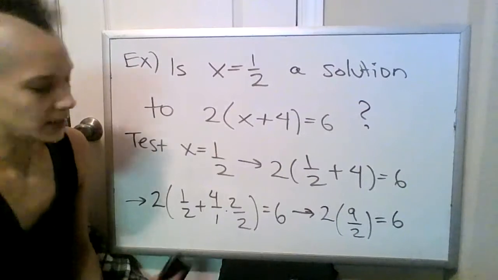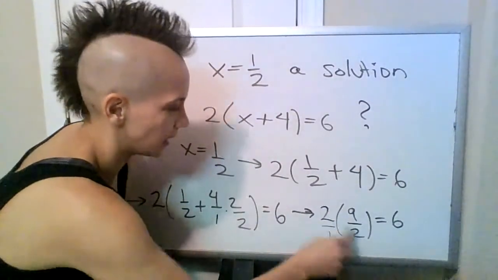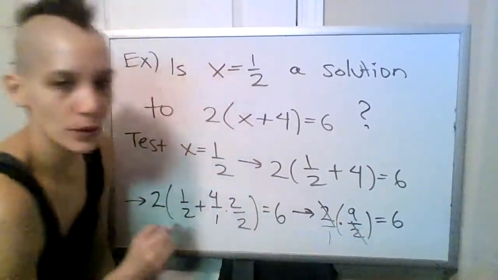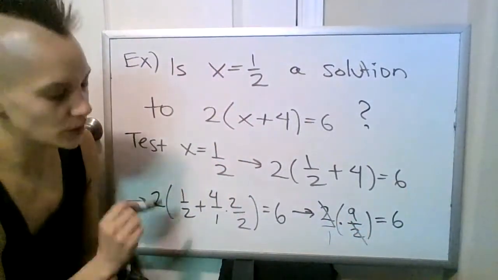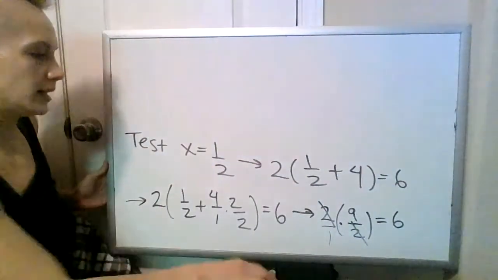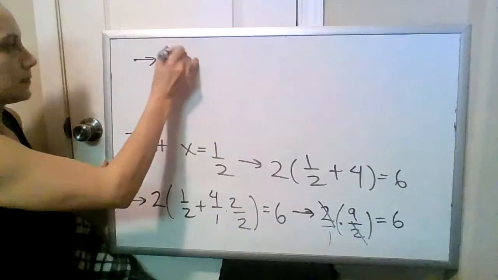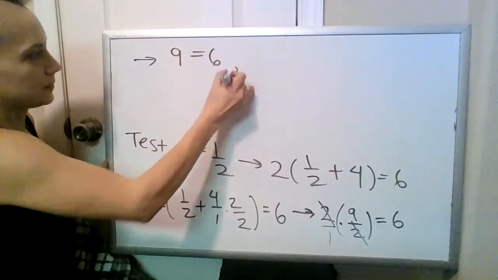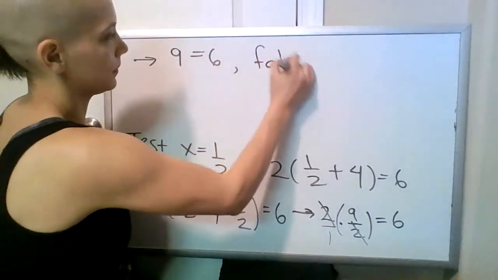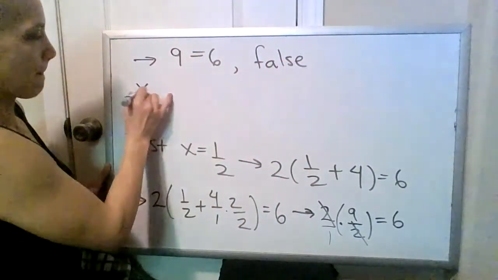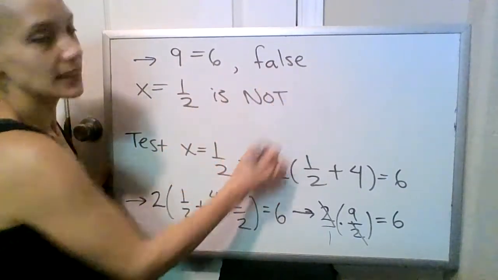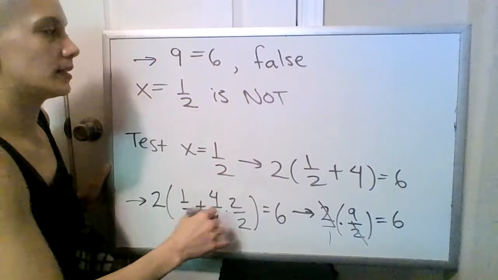Is 9 equal to 6? This 2 over 1 and that 9 over 2 will be multiplied together. That's going to reduce to 1 and leave 9 over 1, which is 9. That's false. So that would not be a solution.